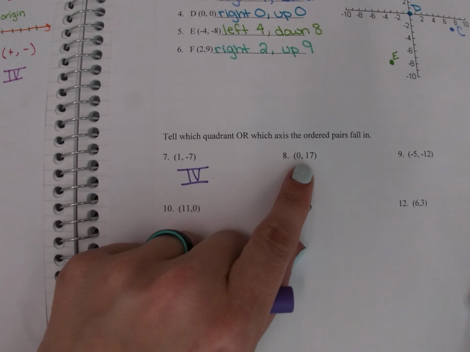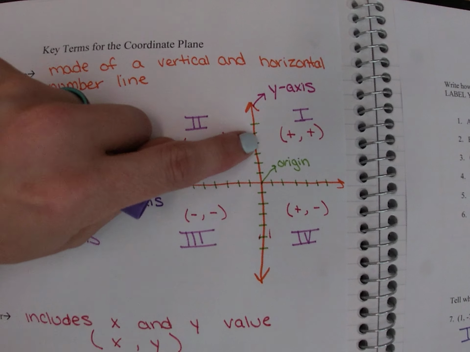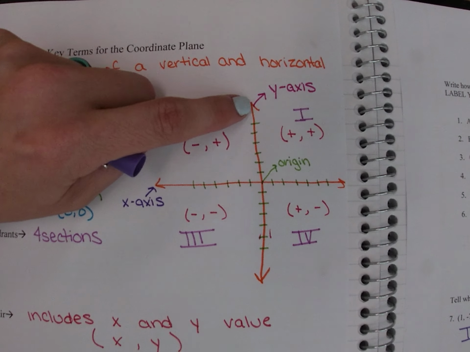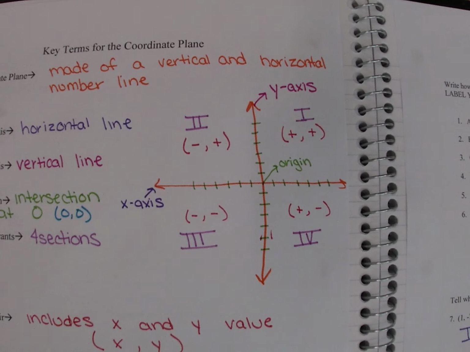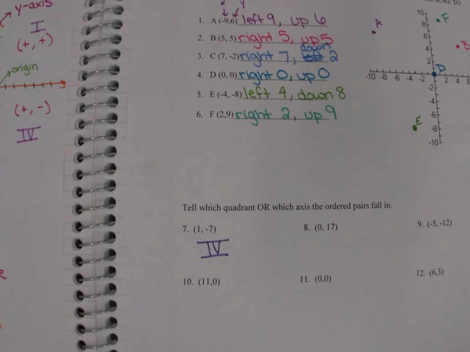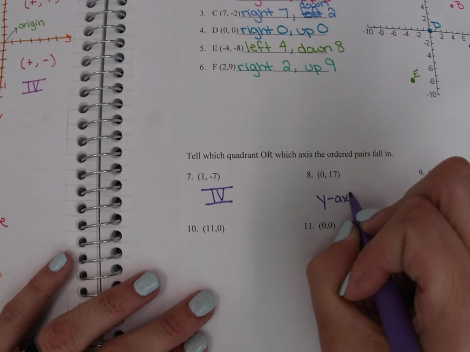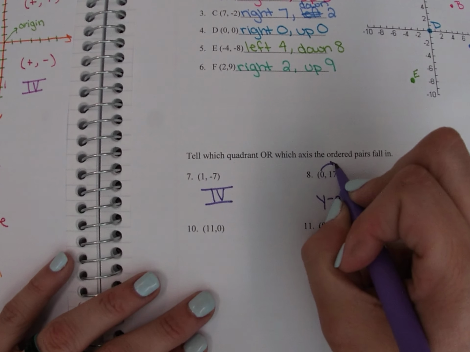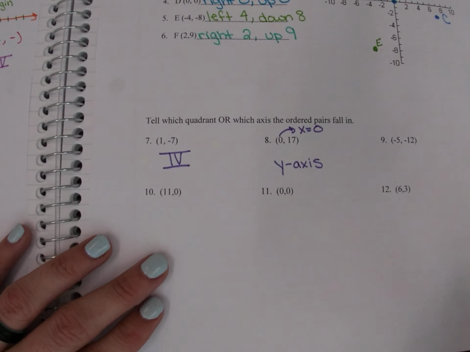Zero, 17. So (0, 17) says we are moving 0 right and up 17. So if we go 0 right and up 17, right, we're up here, we are actually right on that axis. So we're not in a quadrant, we are on that line. So this is our y-axis. And this is always going to be the case. If the x value equals 0, then we will be on our y-axis.